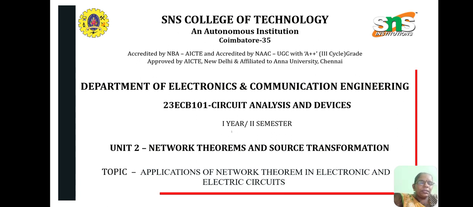So in this video, let us see about applications of network theorems in electronic and electric circuits. First we need to know why we need to go for network theorems. The aim here is to simplify complex networks into simple networks. We need some methodology, so we are going to define a methodology to simplify complex circuits into simple circuits. For that, the method used here is the network theorems.